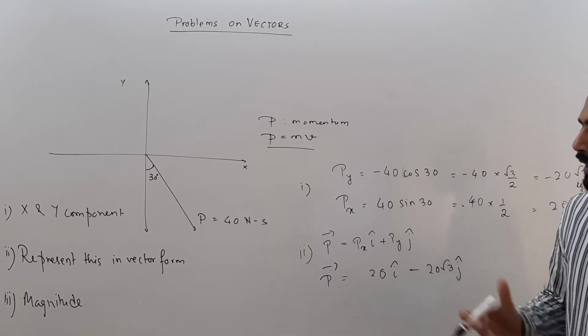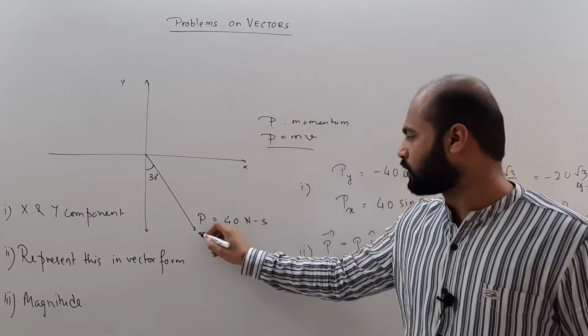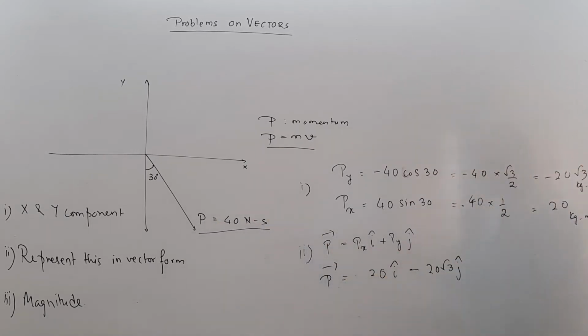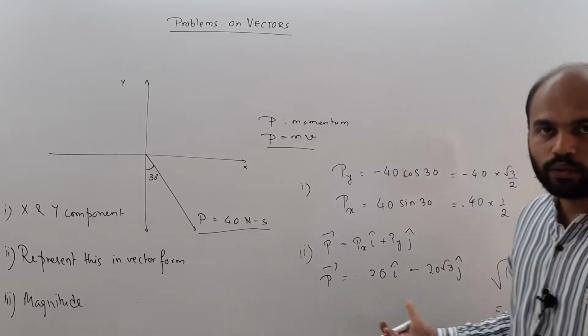Now if you have to find a magnitude, the magnitude is already given to us. So this is the answer for magnitude. That is, if you find a magnitude of this according to usual method, 20 square plus 20 root 3 square, that would be 400 plus 400 into 3. So when we add it up, we will get it as root over 1600, which is 40, and that is already specified to us. This is just a way to cross check.